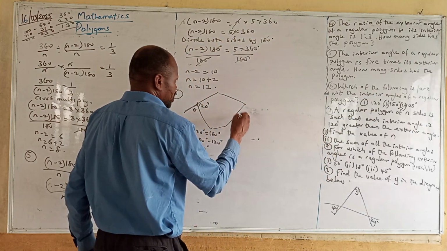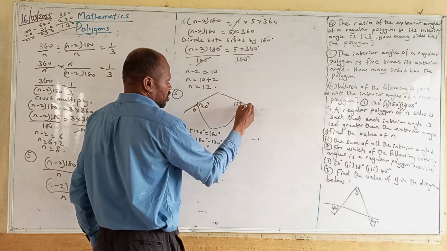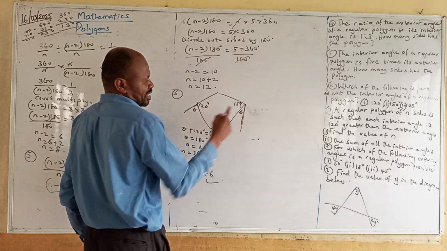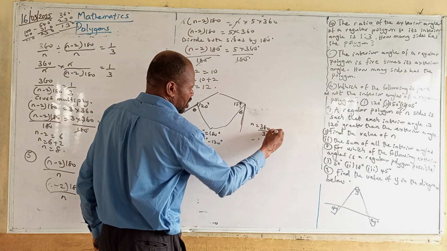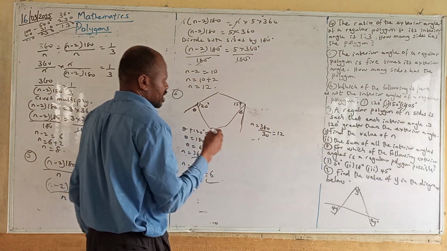Let's check 150. Let me use this side. 150 degrees. If I follow the same procedure here, my theta will be 30. So n will be 360 over 30, and that's 12. Yes, a whole number. 150 is possible.